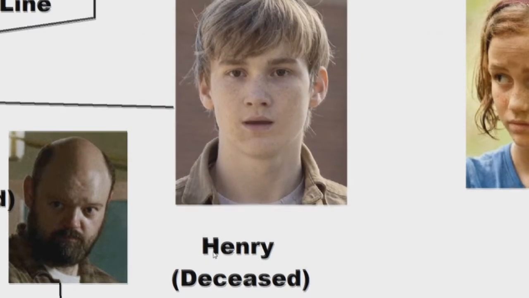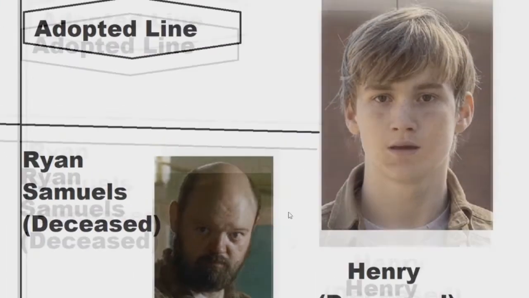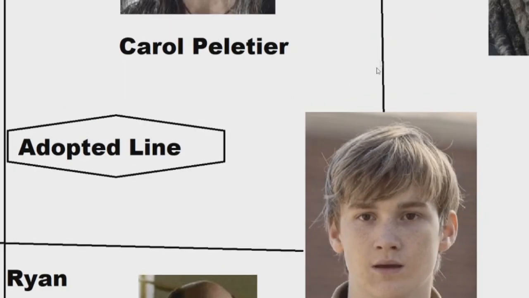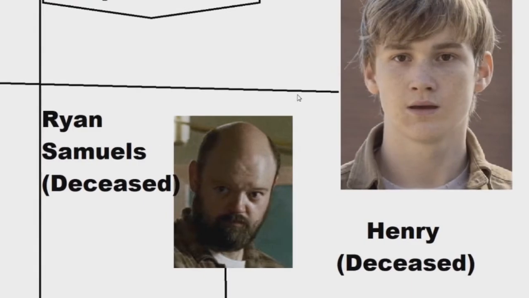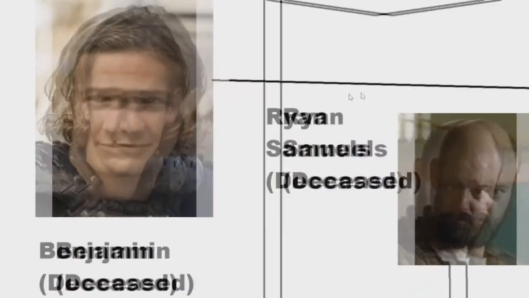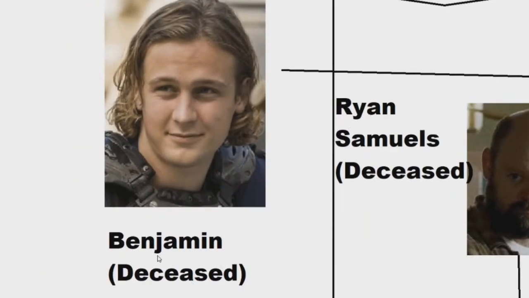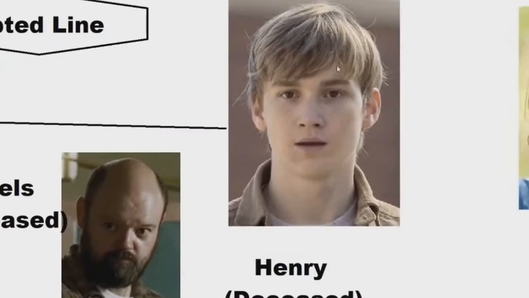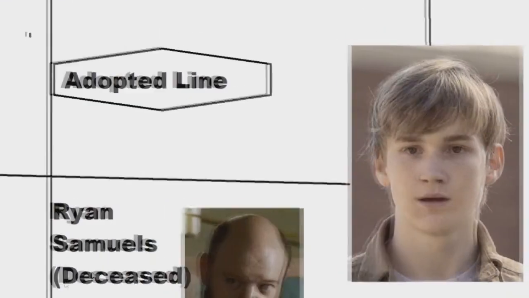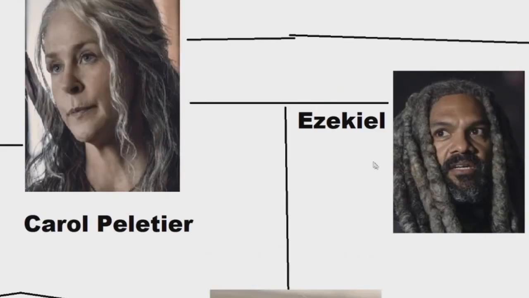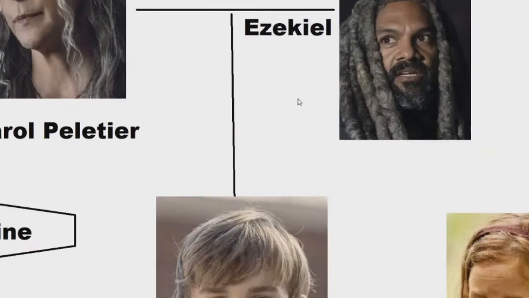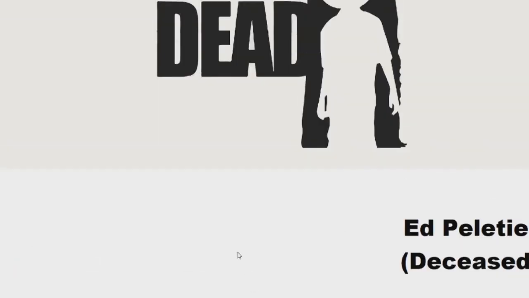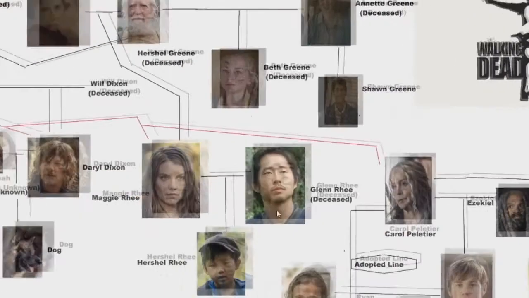Now, Henry originally had a father and a mother who both died, and was being looked after and sort of adopted by his brother Benjamin. So after Benjamin died, Henry was kind of left fatherless, if you will, or he didn't have a father figure. So that's why Carol and Ezekiel stepped in to adopt him. So that pretty much concludes the entire family tree.